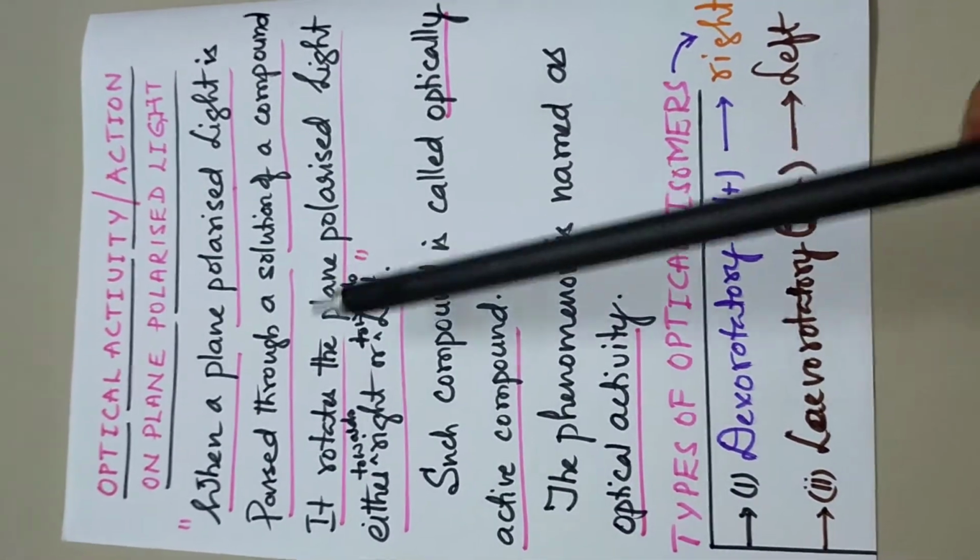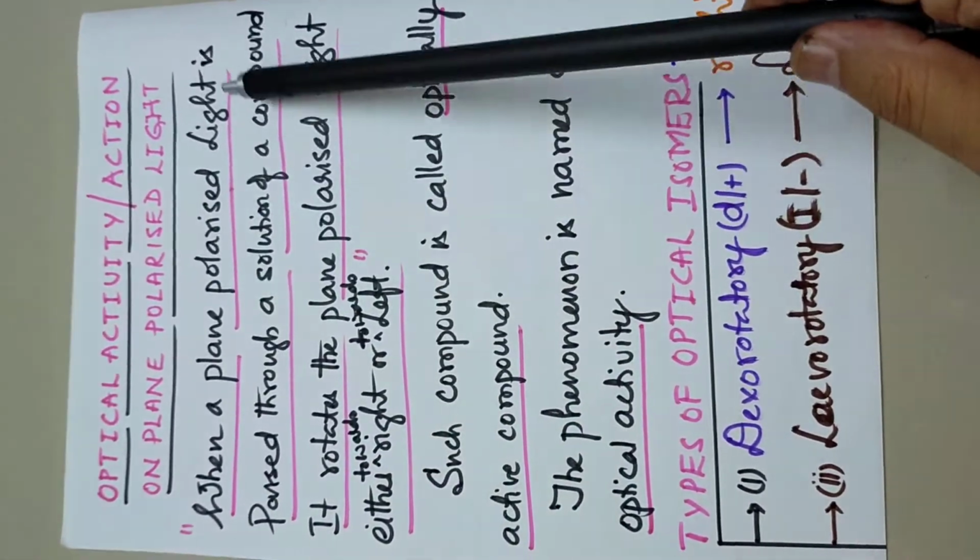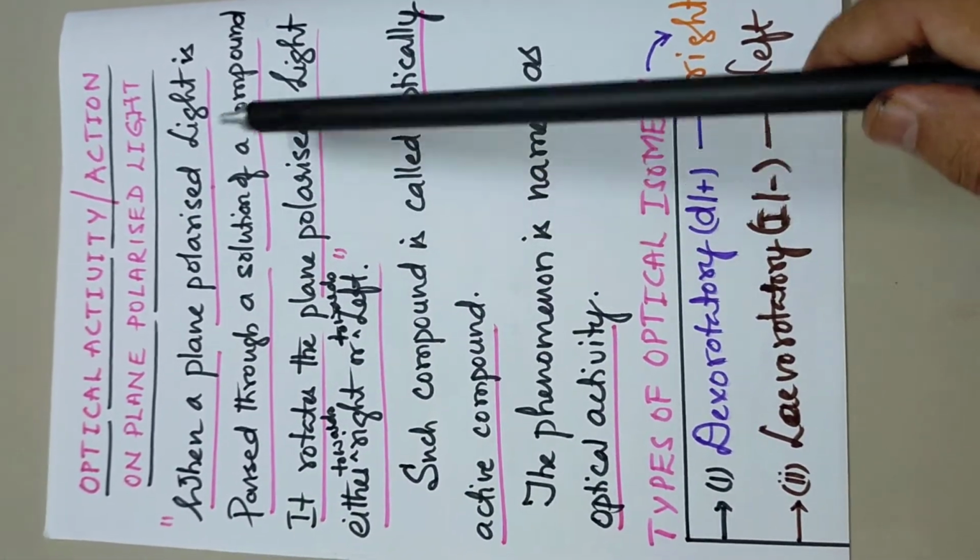So here what happens, when a plane polarized light is passed through a solution of a compound.